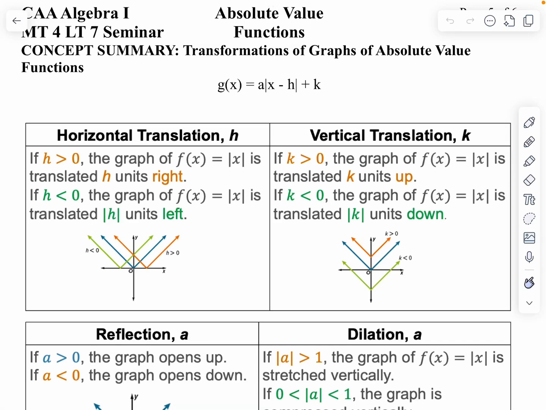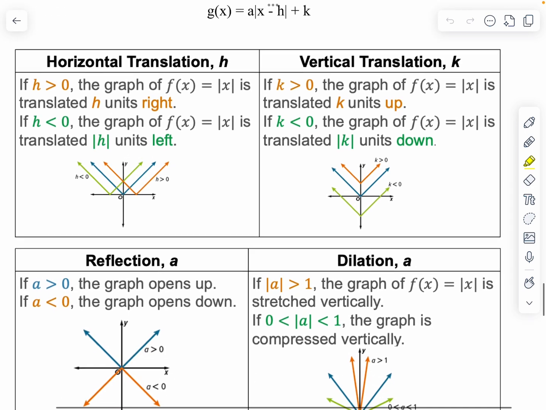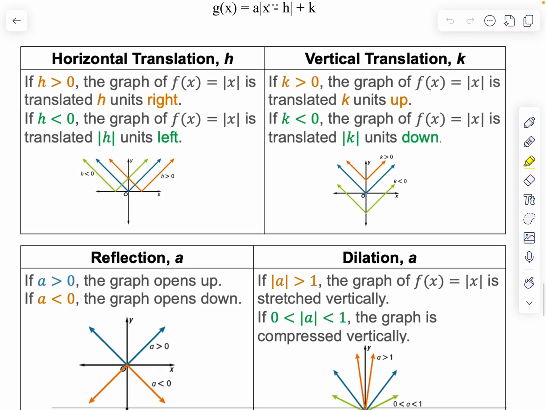Everything together we've talked about so far. We've done a bunch of different things. Let's put them together. First off, look at your numbers. Okay, if A is negative, we're going to flip it over the x-axis. But if it's on the inside, we flip it over the y-axis.